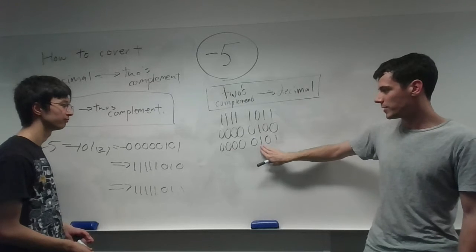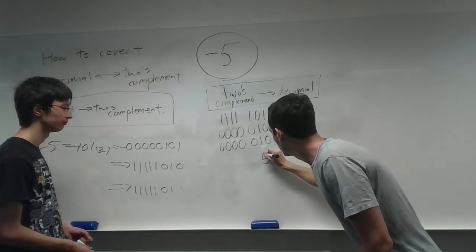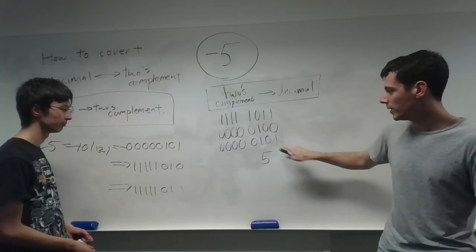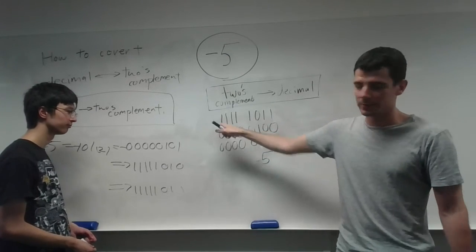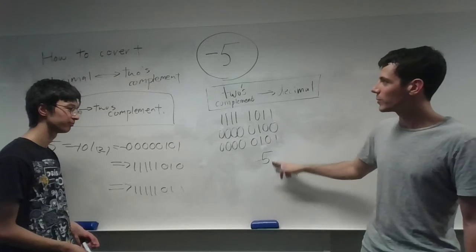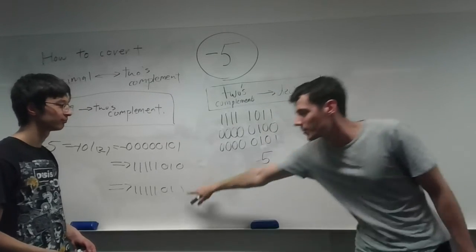And now we read off this binary. We know it's 5 because that's 4 plus 1, and then we add a negative sign because we had a negative at the beginning. And we know that's what we started with, so we know that this representation is correct.